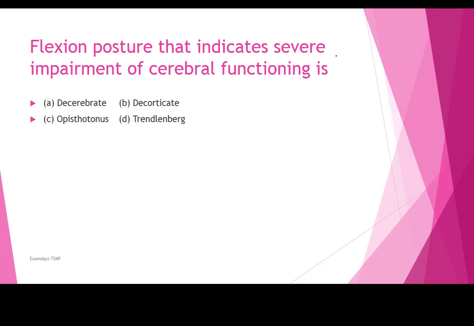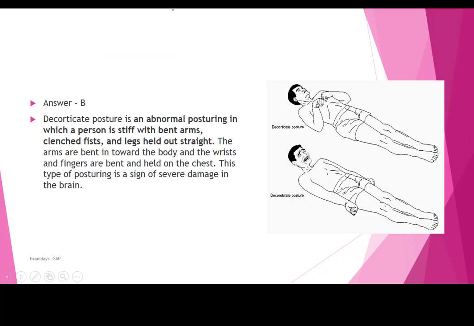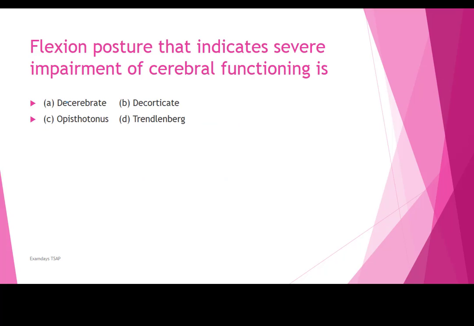Next question: a flexion posture that indicates a severe impairment of the cerebral functioning is A. Your options: option A, decerebrate; option B, decorticate; option C, ophthalmos; and option D, Trendelenburg. So the correct answer is going to be decorticate.